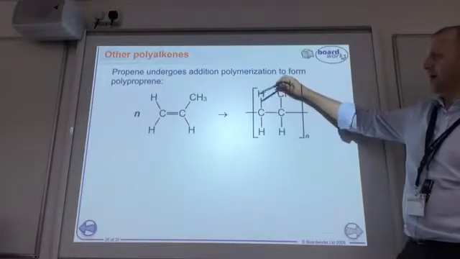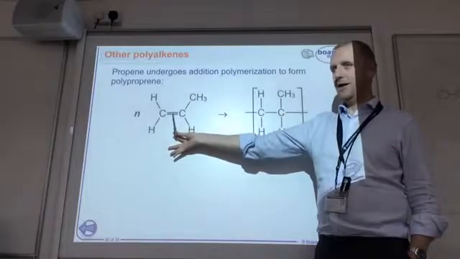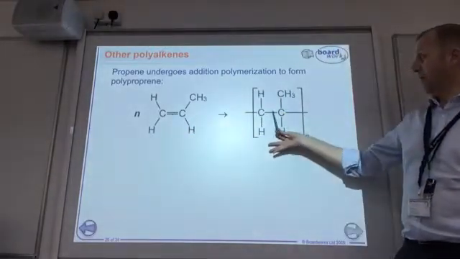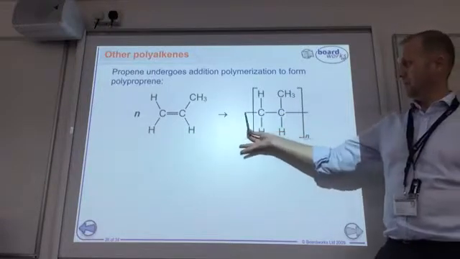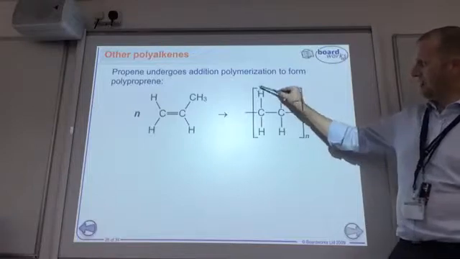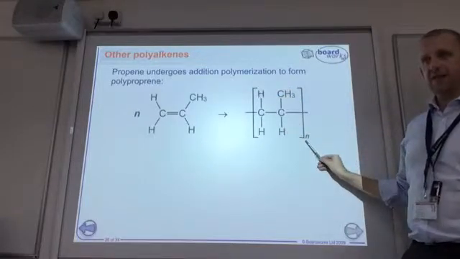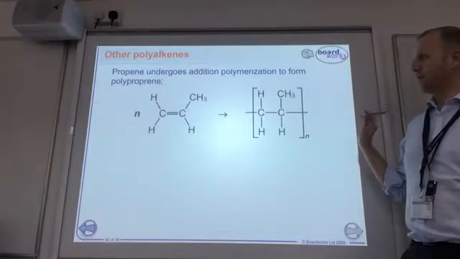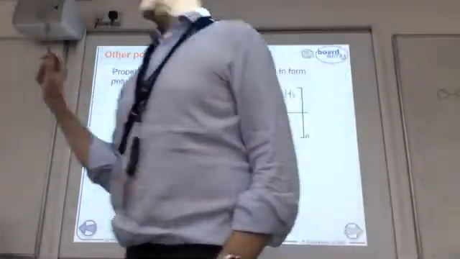All you need to do, if you're asked to change a monomer into an addition polymer, is just to open out the double bonds, draw in these open bonds, square brackets, with an n. Okay, and it's the same thing every time. It's not going to get too much more complicated than that, okay?